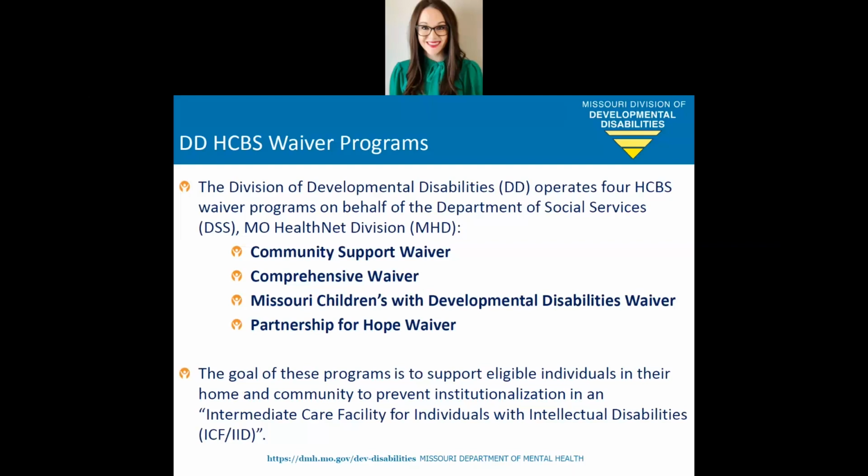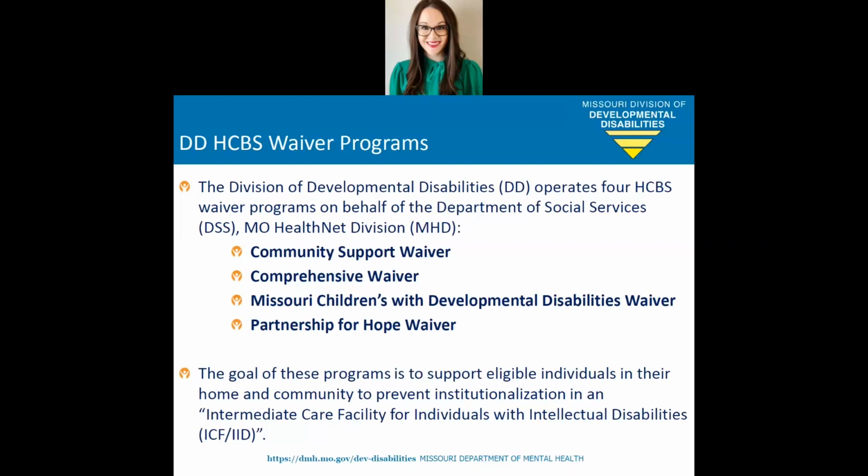The purpose of each of these waivers is to help individuals with intellectual or developmental disabilities who are at risk of long-term institutionalization remain at home or in their preferred community with specialized supports and services.